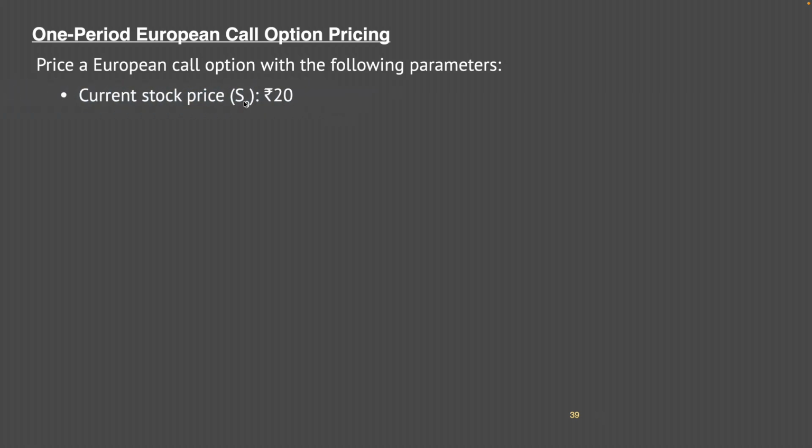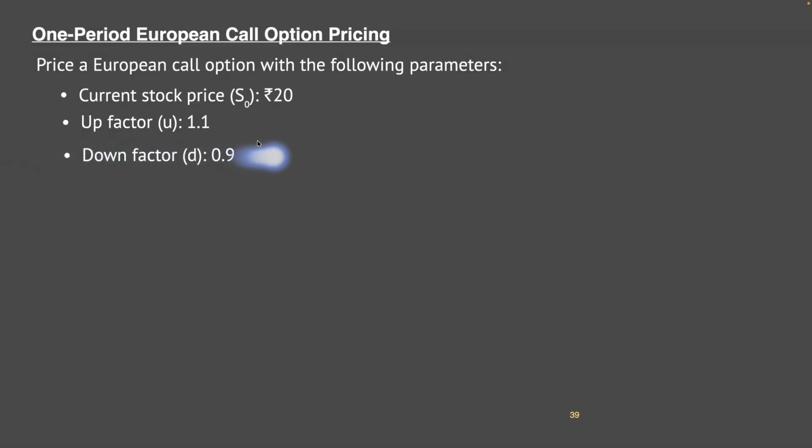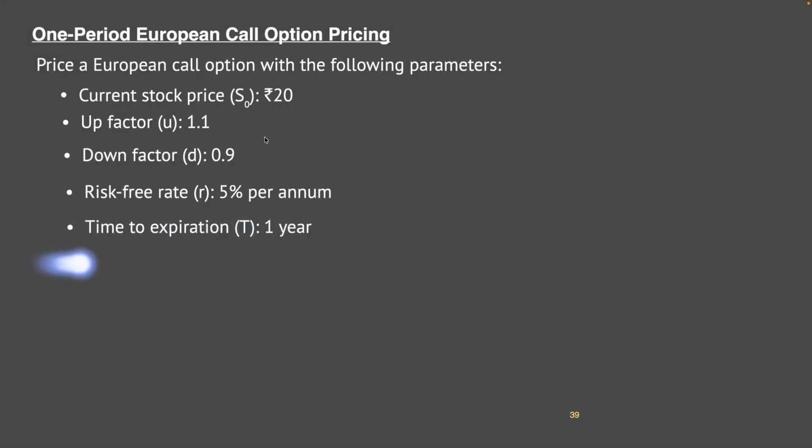The current stock price S0 is 20, up factor U 1.1, down factor D 0.9, risk-free rate 5%, and time to expiration is 1 year. The strike price K is 21. So the European call option has been executed at a strike price of 21 and the current stock price is 20. This is a call option.